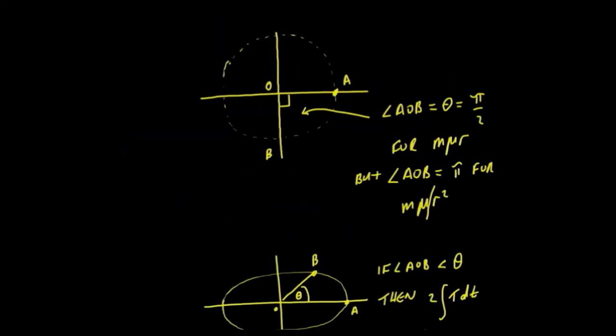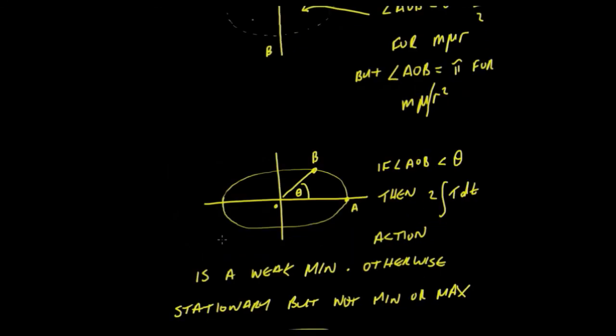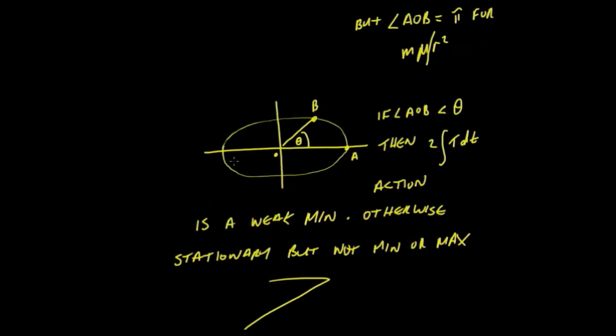So the conjugate points on a circle given by a direct distance law are separated by 90 degrees, which is pi by 2, as opposed to 180 degrees, which is pi for an inverse square law. We also note that the final conclusion is that if the angle subtended by AOB is less than the value of theta, then we're going to have a weak minimum, else we're going to have a stationary point, but it'll be neither minimum nor maximum.